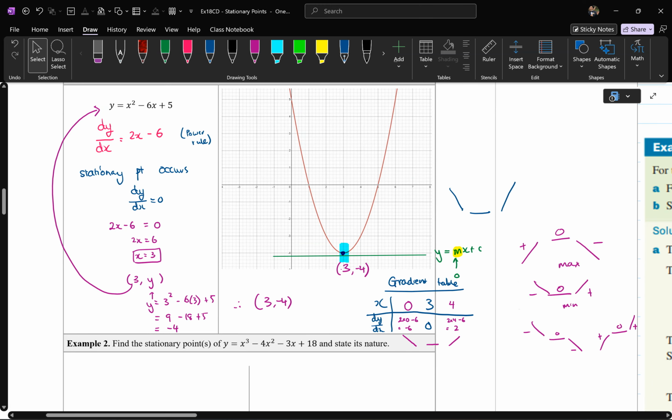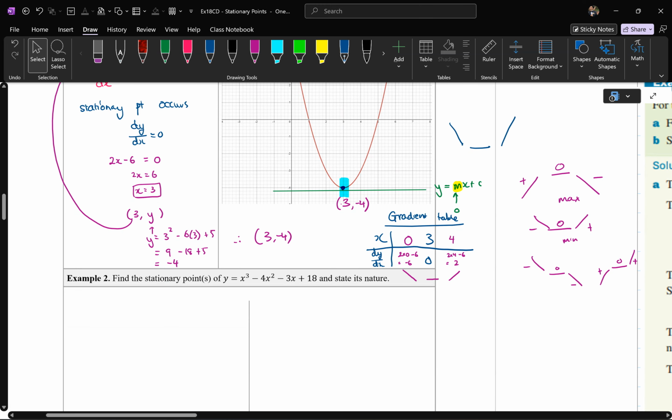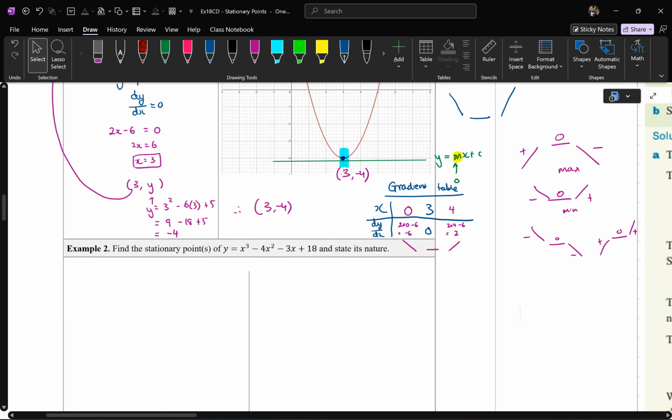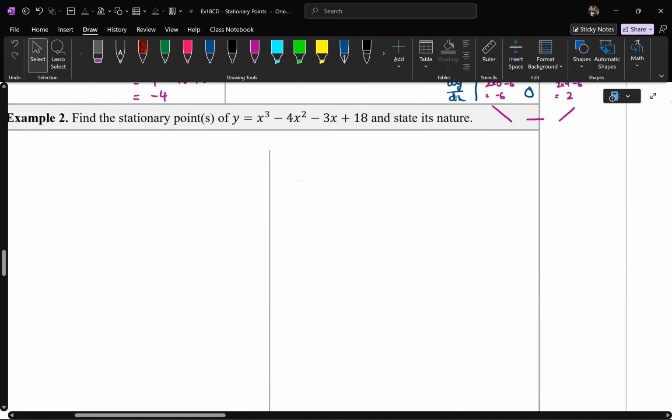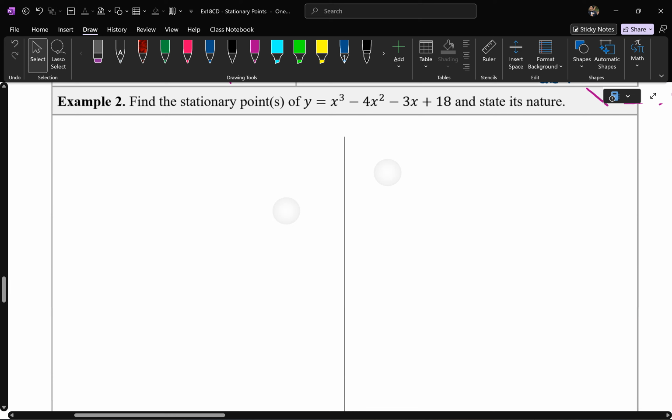So this time, I'm going to give you an example 2, but it doesn't have a graph. The first one had a graph. It was easy to picture, and you were able to tell there was a minimum. But what about this equation? I want you to have a go with this. I'm going to pause the video.